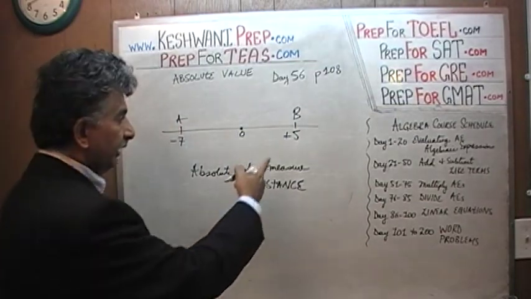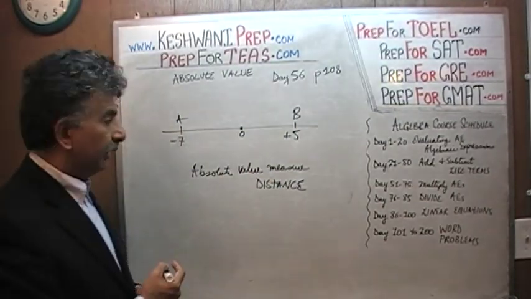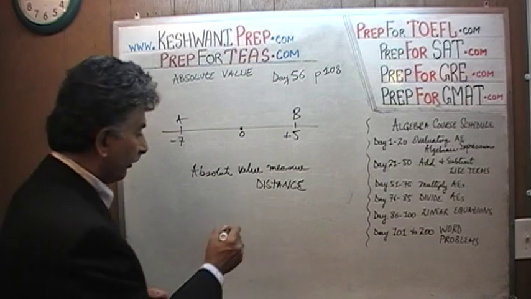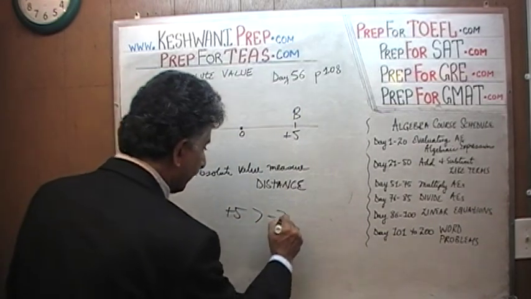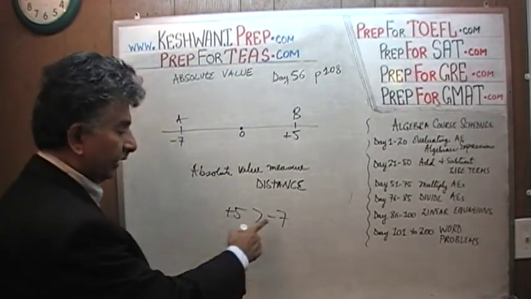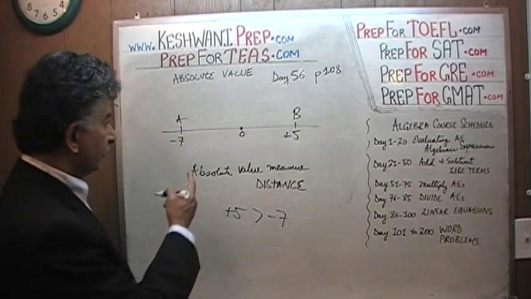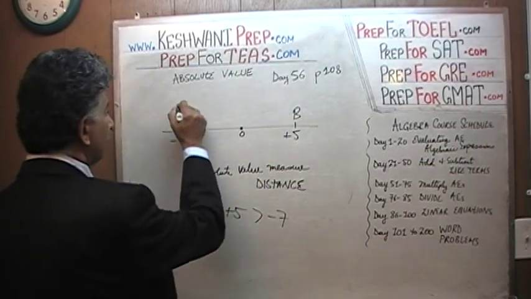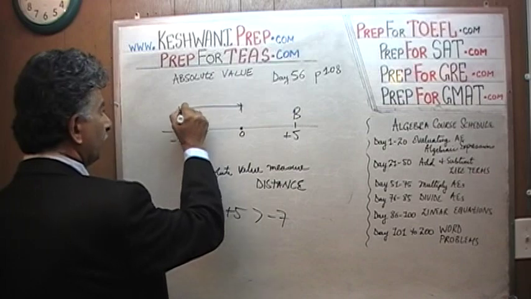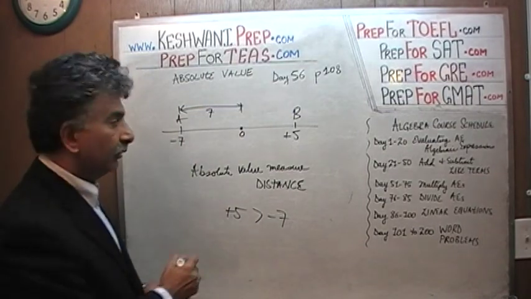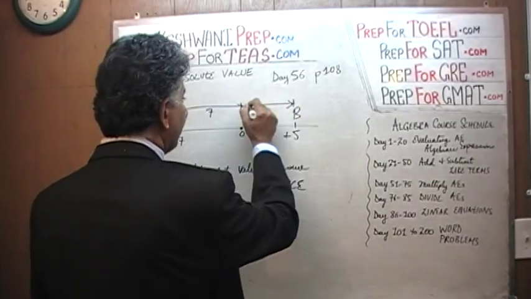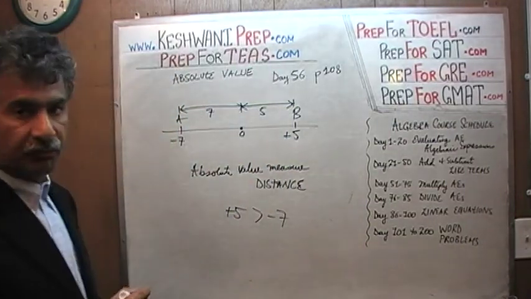So here, if we ask ourselves which point is farther apart from 0, point A or point B, we're not going to say that B is farther apart because 5 is greater than negative 7. We're not going to say that 5 is greater than negative 7 because we're measuring distance. Which point is farther apart from 0? Obviously, point A is farther apart because point A is 7 units away from 0. Point B is only 5 units away from 0.